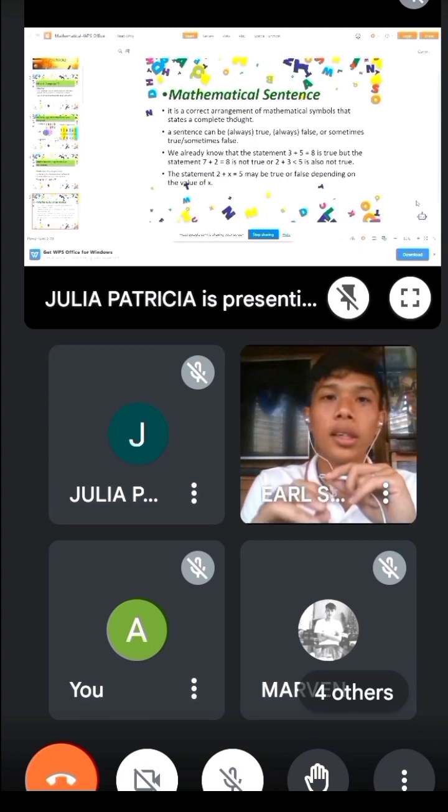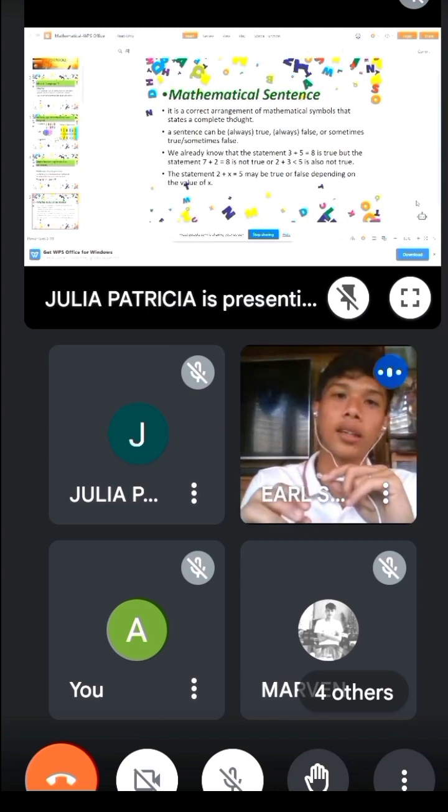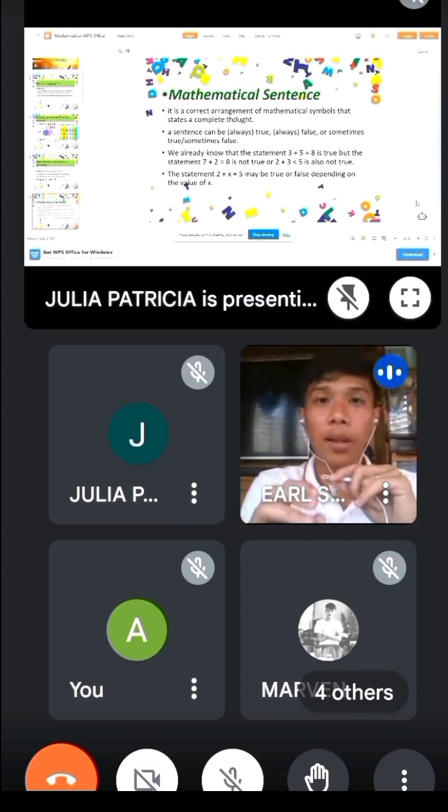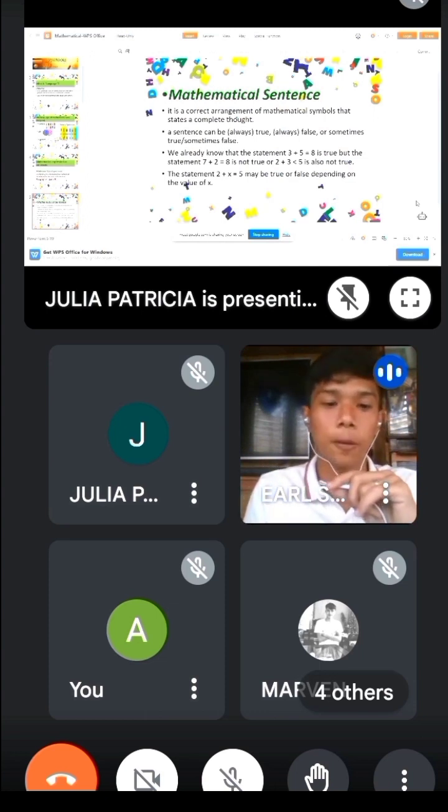And also, there's a sentence that can be sometimes true and sometimes false. The example is 2 plus x is equal to 5. The statement can be true or false. It depends on the value of x. If the value of x there is 1, the statement will be false because 2 plus 1 is equal to 3 and not 5. But if the value of x there is 3, the statement is true because 2 plus 3 is equal to 5. So next.